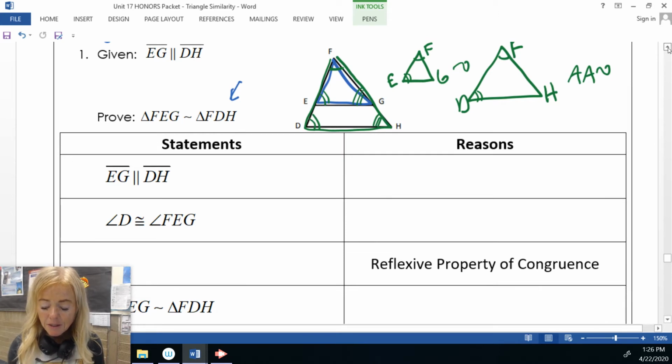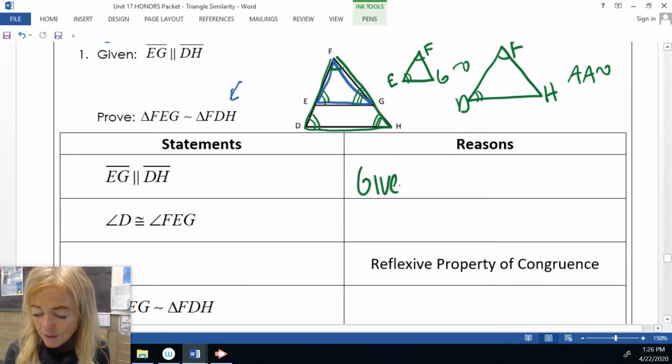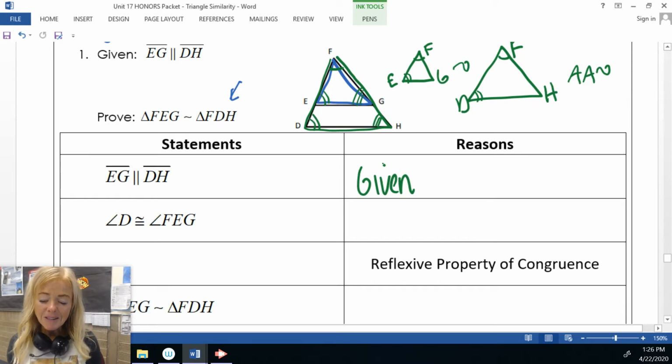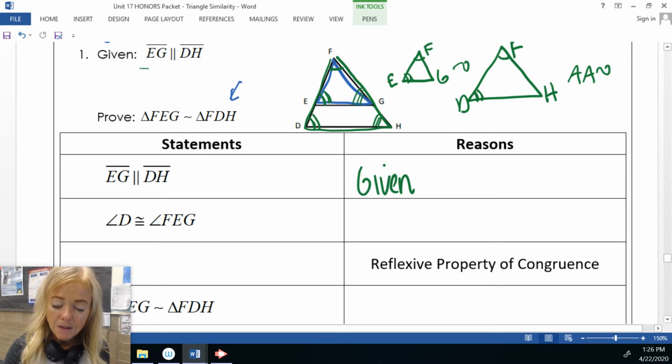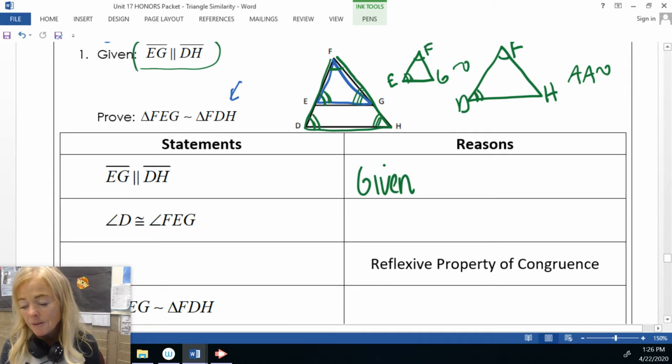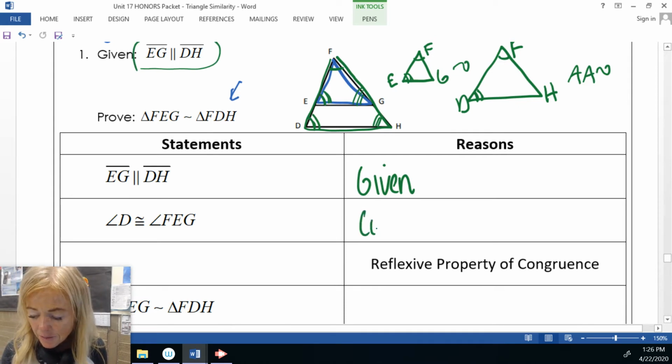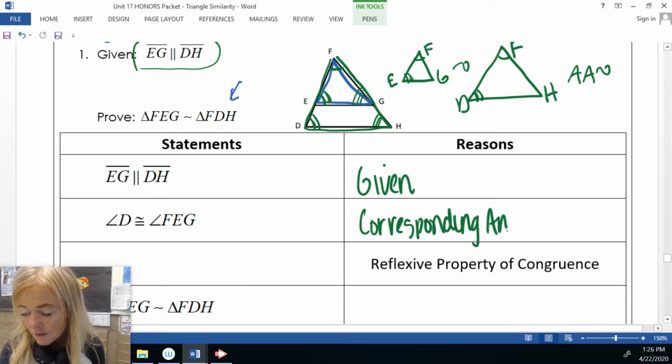So our given is that EG is parallel to DH, so hopefully you've already got that filled out because I'm a little slow. That's given. And then angle D, so that's this angle right here, or here, is congruent to angle FEG. That's this angle here. All right, so that is a corresponding angle based on the parallel sides, and that we would say is because they're corresponding angles.